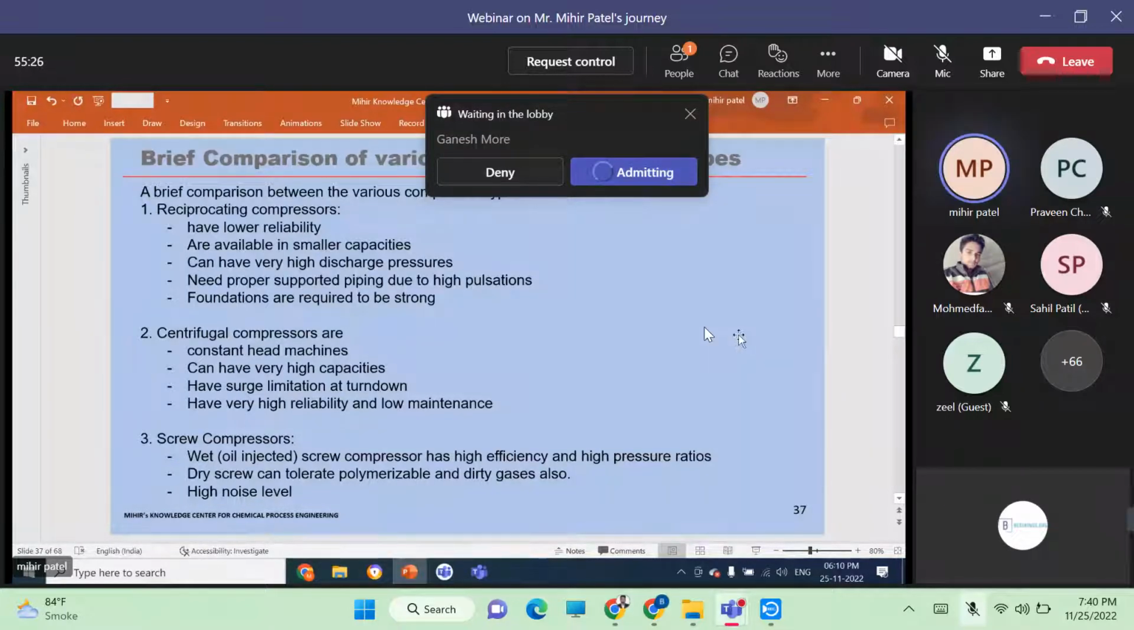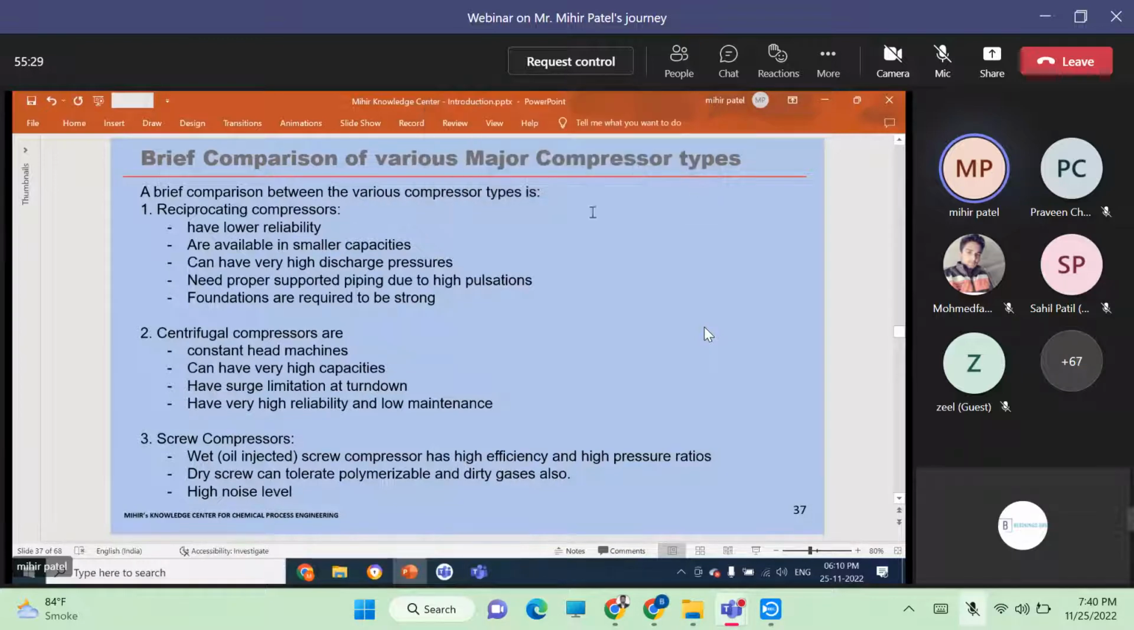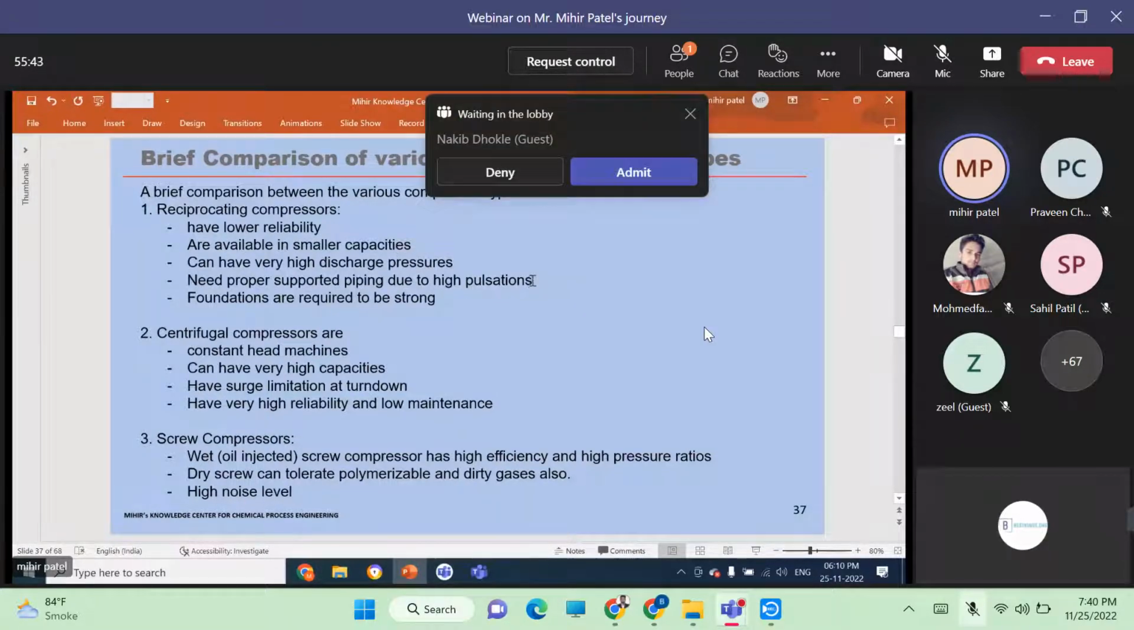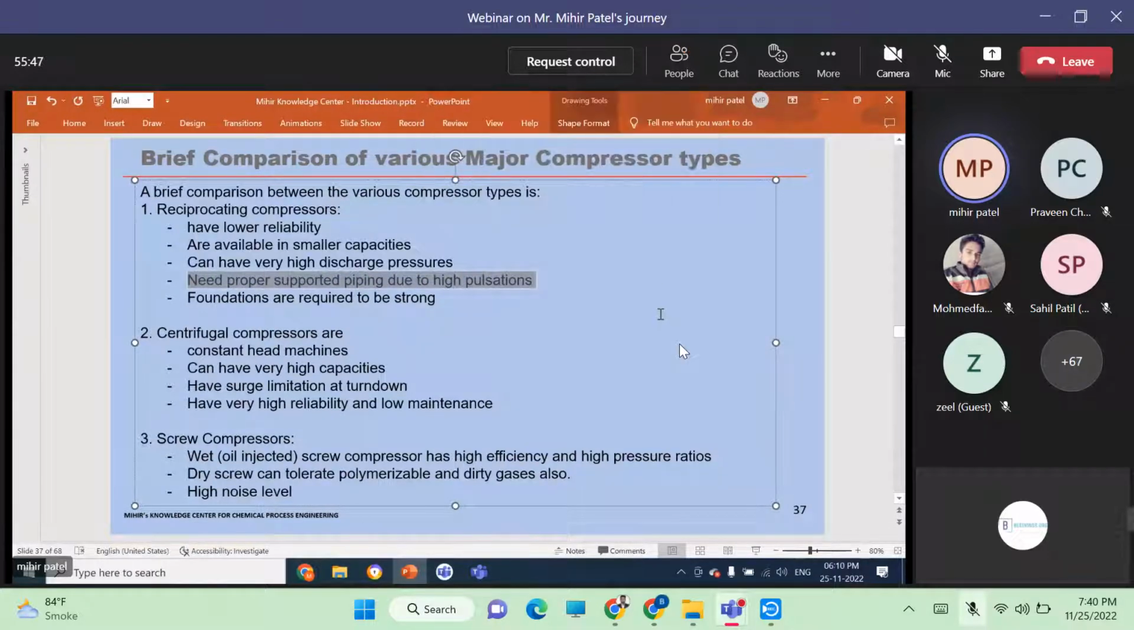Now here we see a brief comparison between various major compressor types. So recip compressor, as one can see, these are the salient features. Lower reliability, available in smaller capacities, can have very high discharge pressures, need proper supported piping due to the high pulsation. This is very important. So recip compressor, always on the suction side, a pulsation study is done for large recip compressors, because the piping supporting has to be taken care properly. The foundations are required to be strong because of this nature of the pulsations.